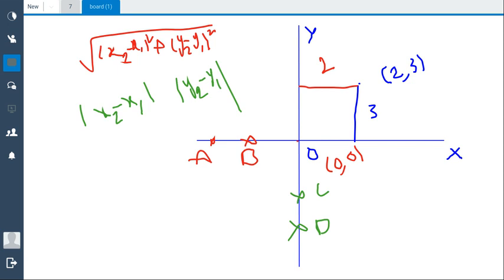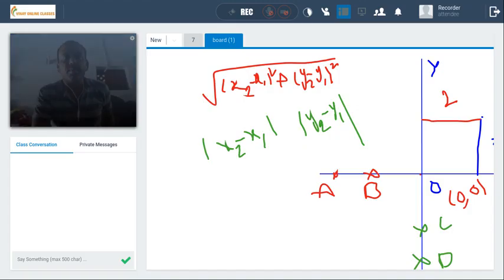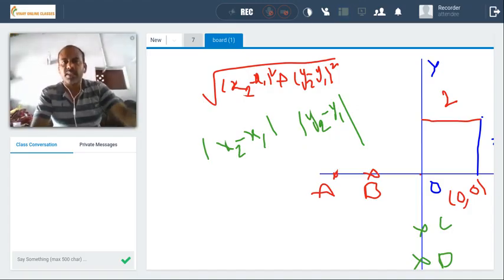Plus modulus of y2 minus y1 whole square, square and root cancel, you will get y2 minus y1. Distance you will always take positive. So that's the reason you will write the final answer as modulus of y2 minus y1. Next, the next concept.